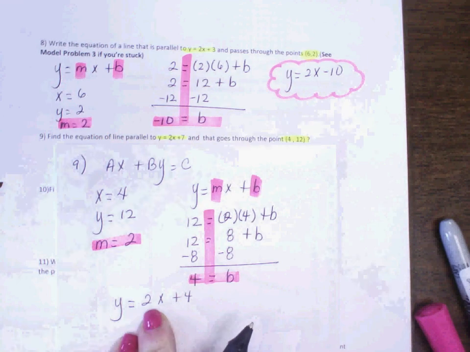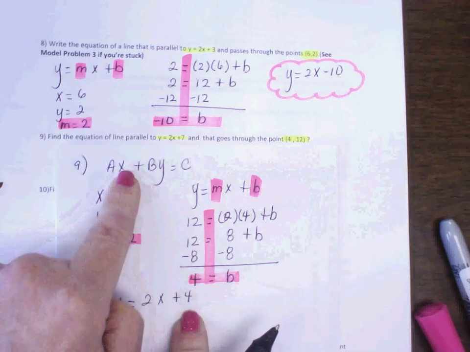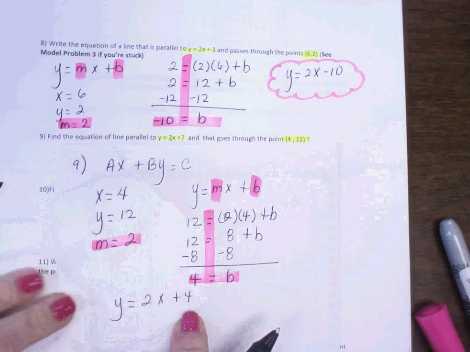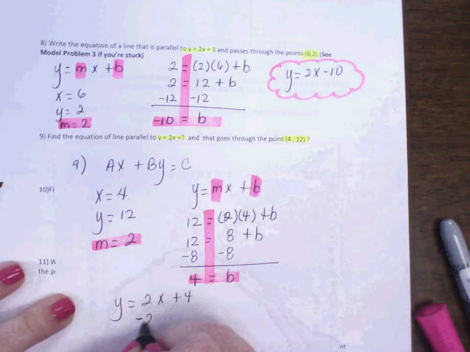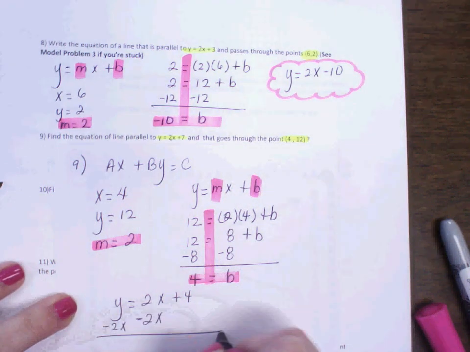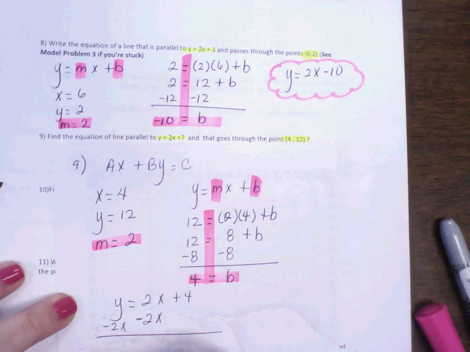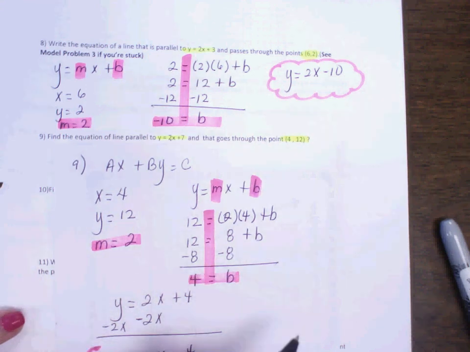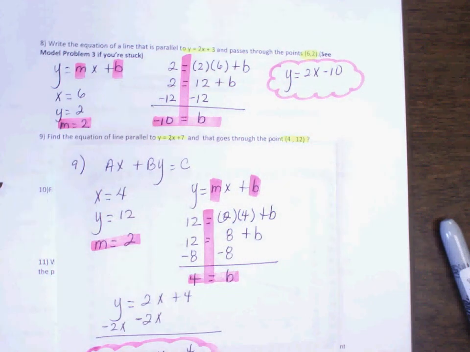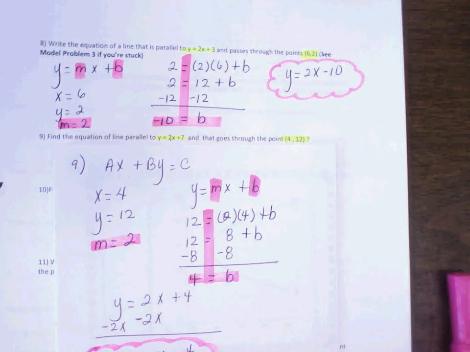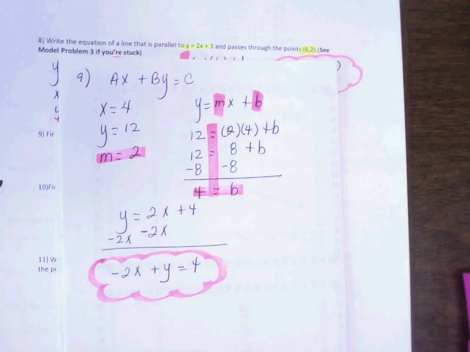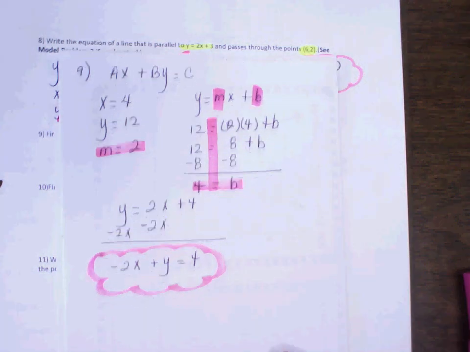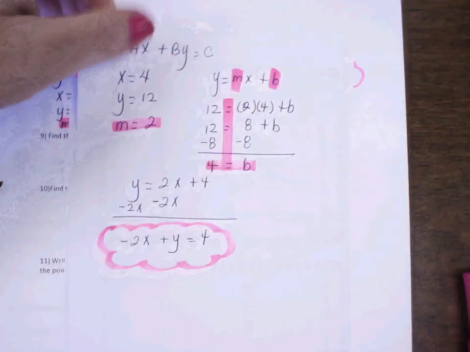But I don't want it in slope-intercept form. I want it in standard form, so I need to do one more thing. Subtract. Take away what? 2x. Good job, babies. So negative 2x plus y equals 4. And you're done. Yay? Are we good? Yes? All right.